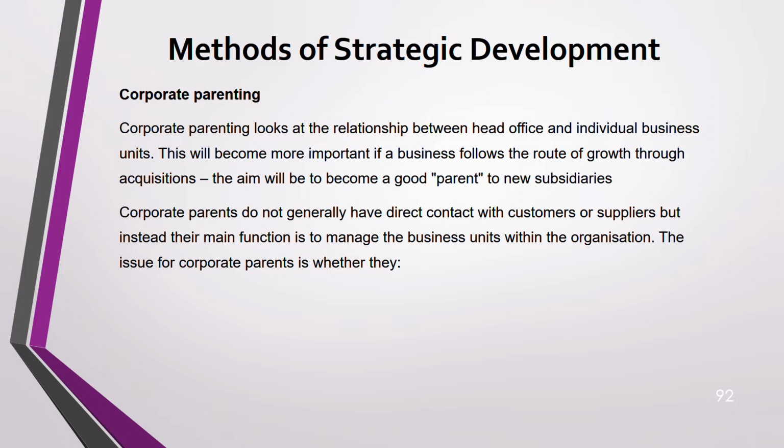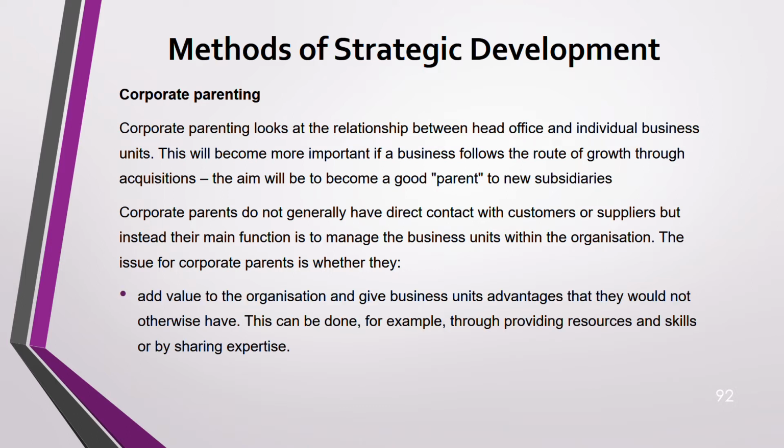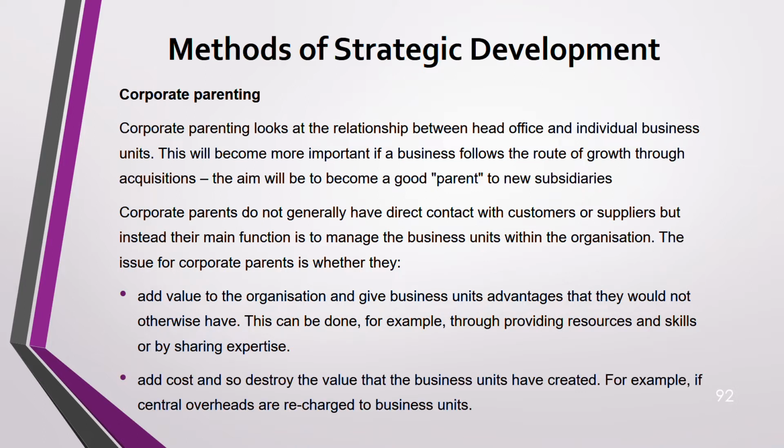Okay. So there are some issues for the corporate parents. What are they? Number 1, they can either add value or destroy value. We'll see how they add value. They add value and they give business units advantages. Otherwise, it would not be possible if the parents do not support the subsidiaries. For example, parents will be giving the subsidiaries the resources that they need, the skills, but on the other hand, they can also add cost by destroying the value that business units have created. That means the subsidiaries have created, parents can destroy that value. For example, if the central overheads are recharged to business units.